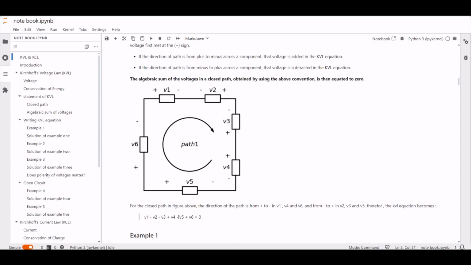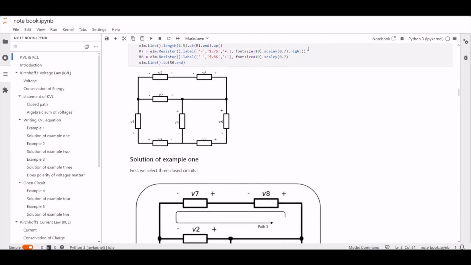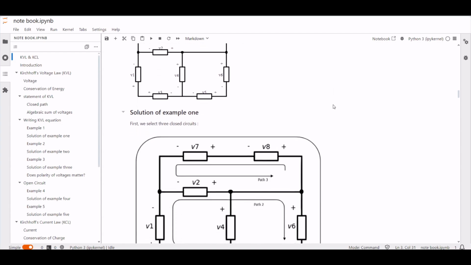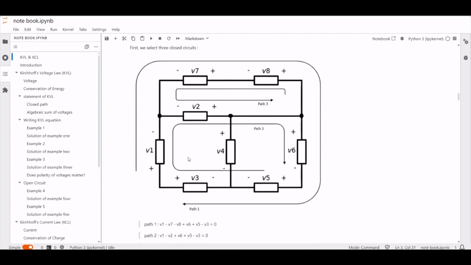So let's solve one example. Choose three closed paths in the circuit below and write the KVL equation for them. This is the circuit. As you can see in this picture, we select three closed paths: path 1, path 2, and path 3. Path 1 and path 2 are clockwise and path 3 is anti-clockwise. As we learned, we can write a KVL equation for each path.